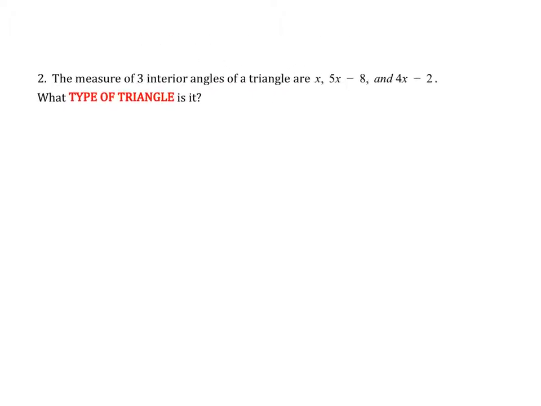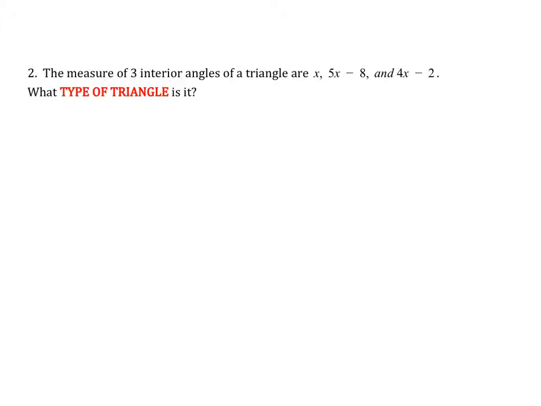Okay, in this problem, we are told that the measures of three interior angles of a triangle are x, 5x minus 8, and 4x minus 2. What type of triangle is this? So the first thing I want to do is talk about the different types of triangle. Here we are given the angles, so there's a way that you can describe them by angle. So the three types of triangles that we can see are acute, obtuse, or right.